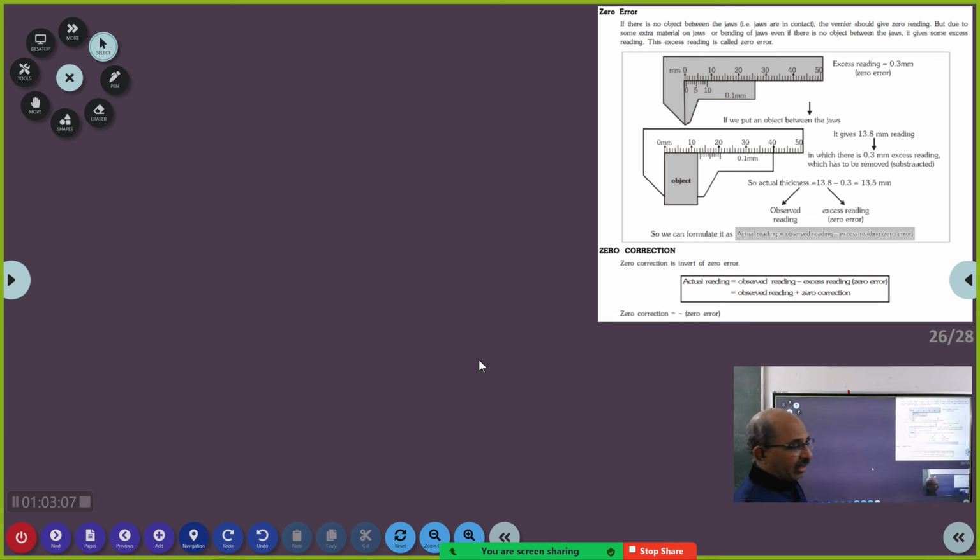And the zero error can be plus or minus, so you should take that into account before you start the measurement. So for zero error correction, the corrected reading is the observed reading plus or minus the excess reading, plus the zero correction. Zero correction is equal to minus zero error. Okay, right.